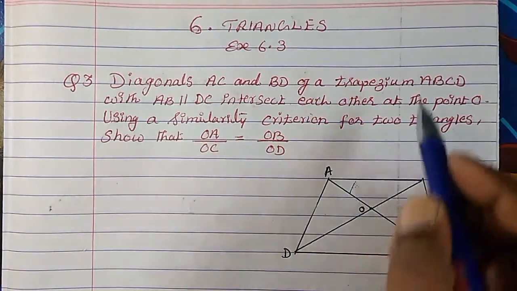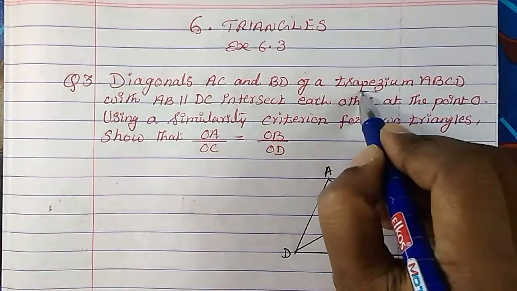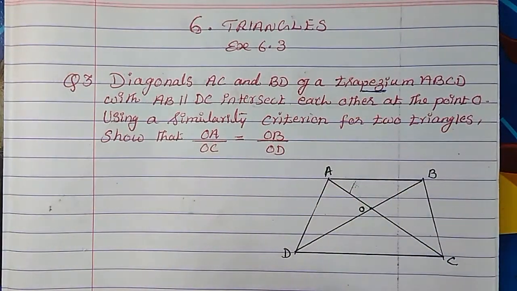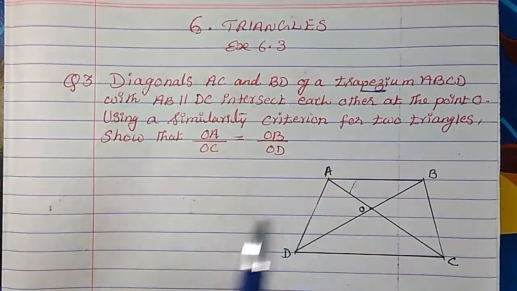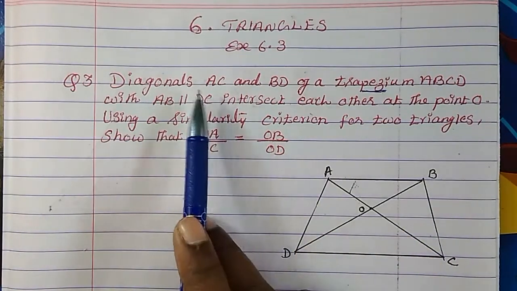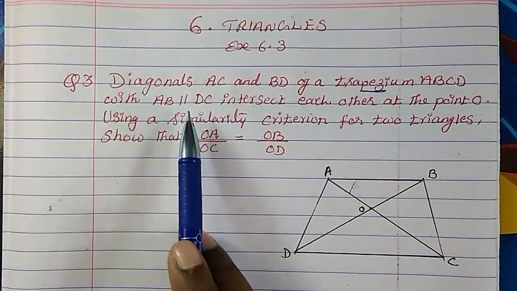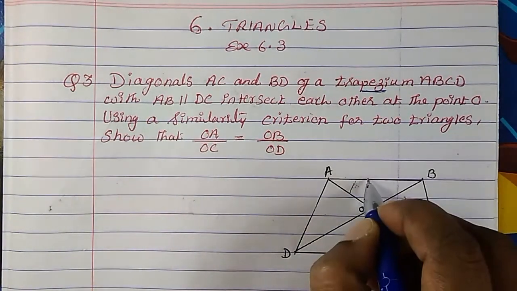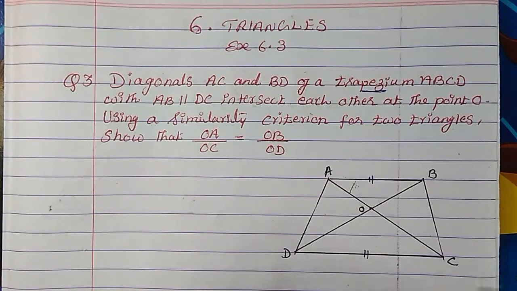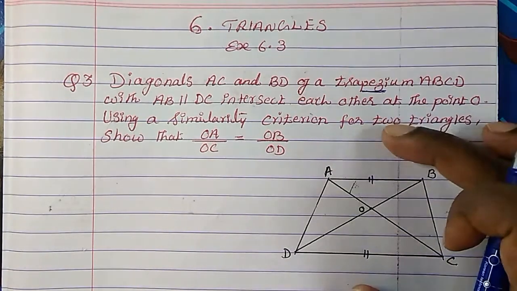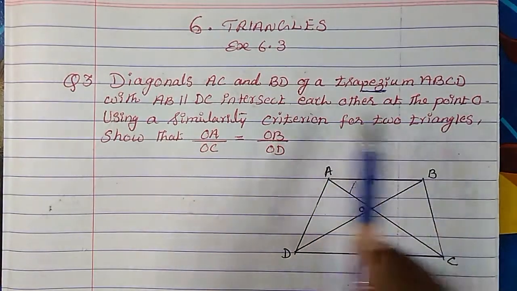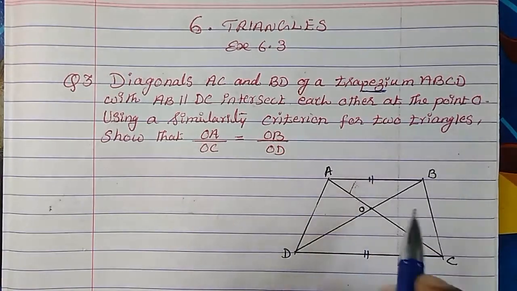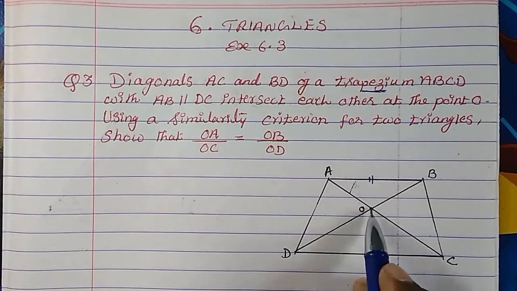So, first of all, it is a trapezium, so we have to draw a trapezium ABCD. Here I have already drawn the trapezium ABCD. Now, what is said: diagonals AC and BD, they are the diagonals. And then what is given? AB is parallel to DC. In a trapezium, always one pair of opposite sides will be parallel. So here AB is parallel to DC. Then what else is given? These two diagonals intersect each other at point O.